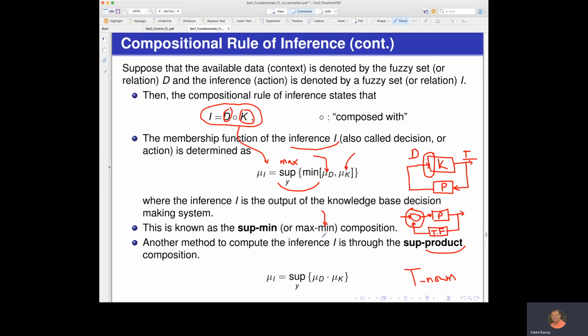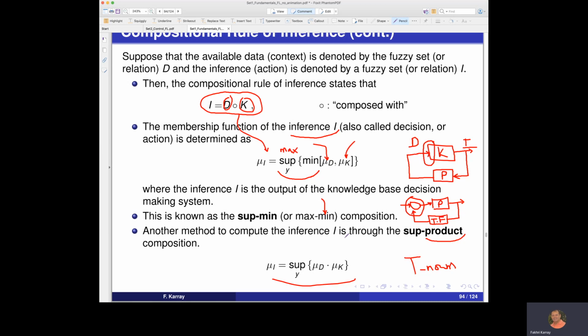If you are not told what type of composition rule of inference to utilize, then immediately utilize the max-min composition rule of inference. So this is what is known as the sup-product, and this is what is known as the max-min type of composition rule of inference.